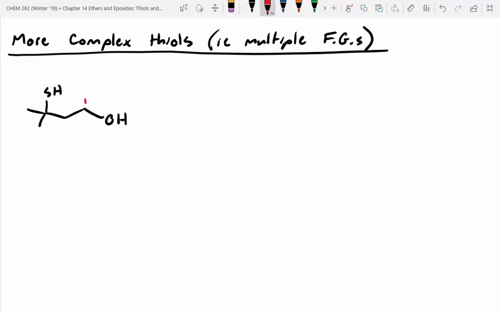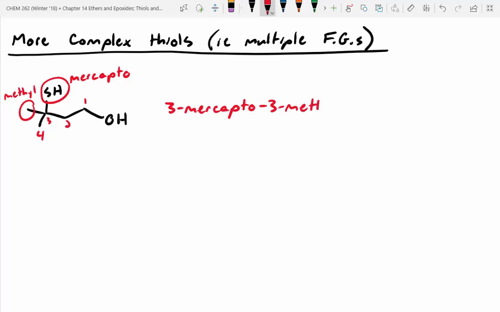Just like before, we know our longest carbon chain. We know we've got a methyl group here. And then over here, we've got this SH group. This is called a mercapto group. All right, so if we go ahead and we name this, this would be 3-mercapto, 3-methyl, 1-butanol.